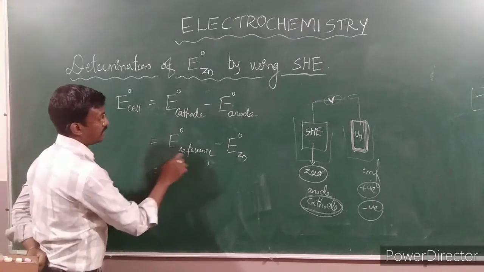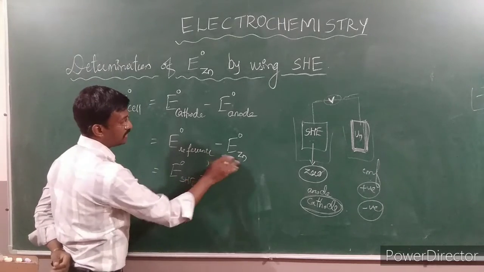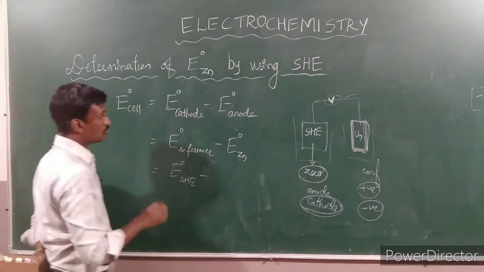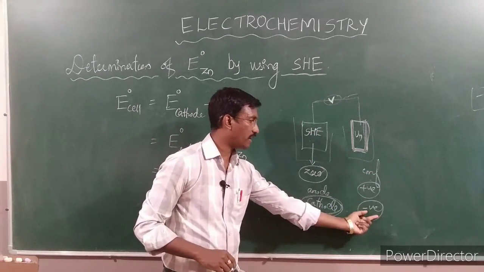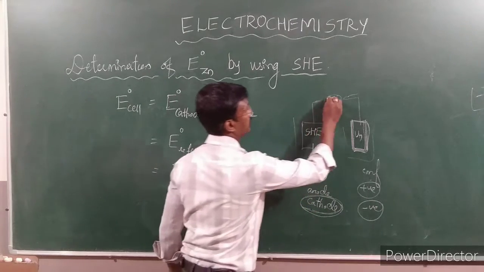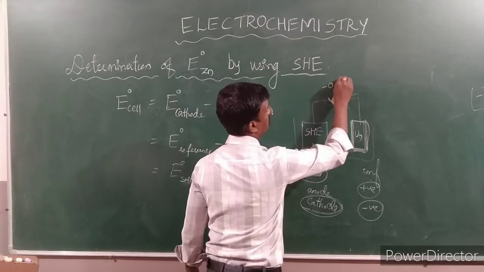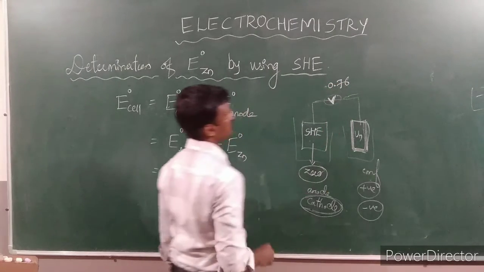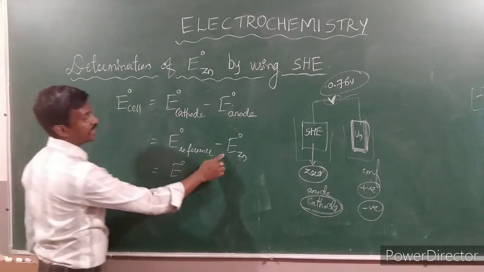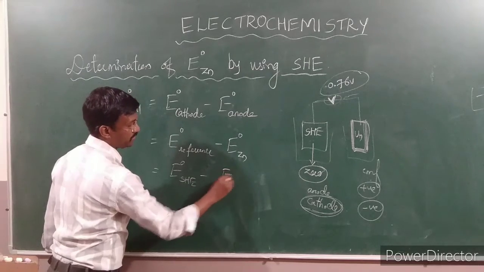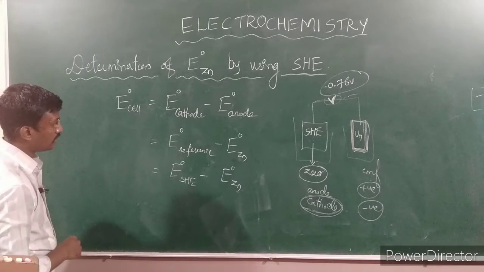Let's look here. The reference is nothing but the electrode potential of SHE minus the electrode potential of the zinc. So whenever SHE is connected to the cathode and zinc is connected to the anode, the potential difference that appears is minus 0.76, meaning simply 0.76 volt. Now I am going to calculate the standard electrode potential of zinc. Look here.